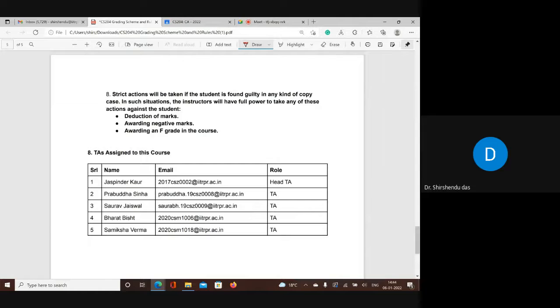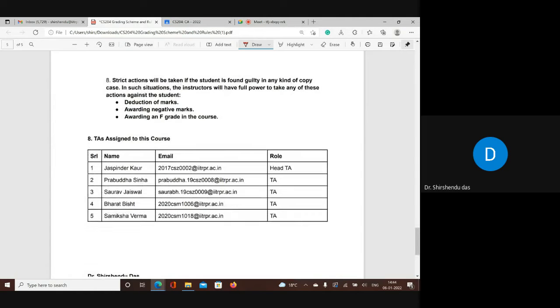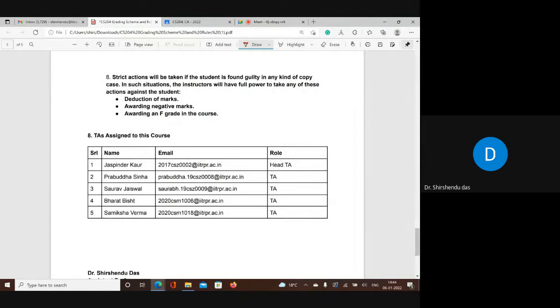Okay, then the last point here is these are the five TAs. Jaswinder Kaur is the head TA, then Prabhuddha Sinha, Saurabh Jaiswal, Bharat Best, and Samiksha Verma. These are the five TAs. They will contact you, and maybe after the first week, they will conduct two tutorial sessions, most probably in the tutorial classes. But since it is online mode, those tutorials will also be online.